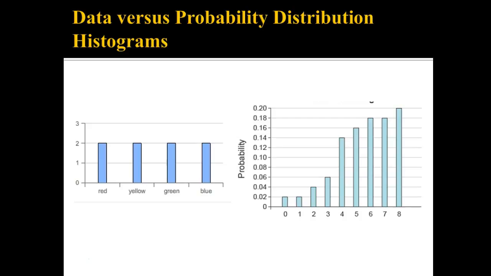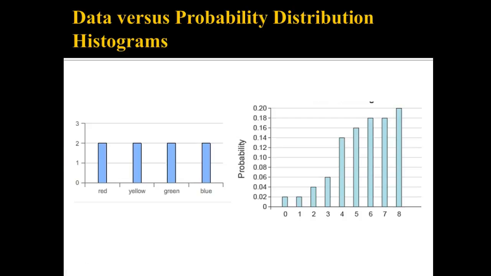We have two bar graphs, two histograms, and one of them is showing us the data. So that's the one on the left. Here we go. We have red, yellow, green, blue, and then each bar shows us how much of each. So maybe this is that one with the marbles. It's 2 red marbles, 2 yellow, 2 green, 2 blue. But recognize that the numbers here are how many of each we have, not the probability.